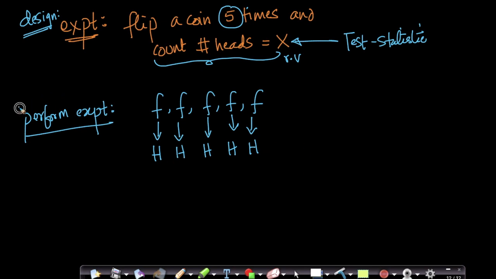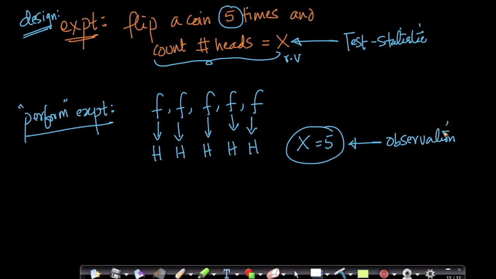When I perform the experiment, I got 5 heads. Then what is the value of x? X is basically the number of heads. My x equals 5. Remember, I actually did this experiment and this is what I observed. This is my observation from performing the experiment, right?